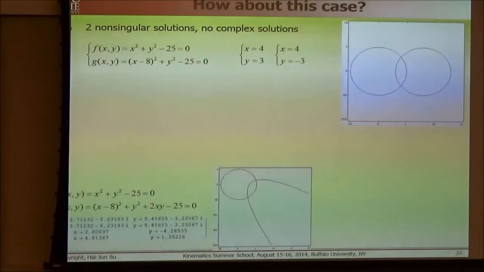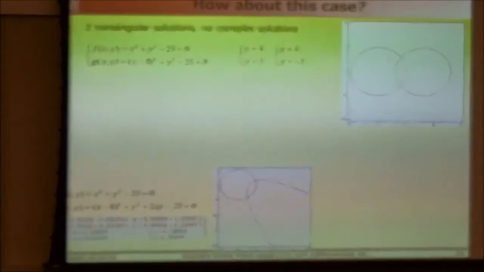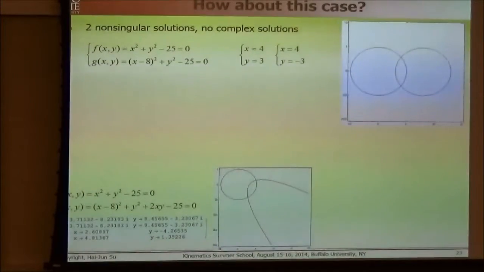Then let's think about this case. What's the difference between this one and this one? Both are still quadratic. The first one is a circle, but the second one is also a circle. So you can see that there are 2 solutions for this case, but we don't have 2 complex solutions. The difference between these two is that one has 2 real and 2 complex, but this one only has 2 real, no complex.